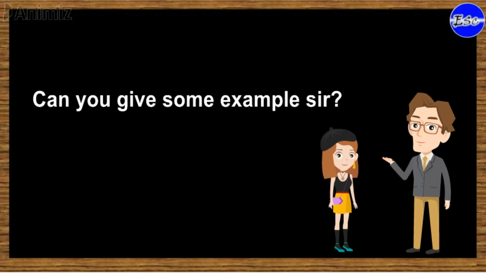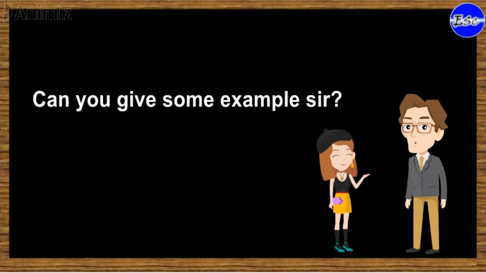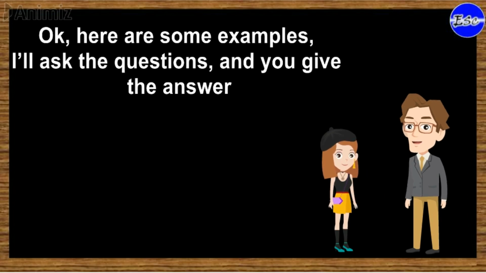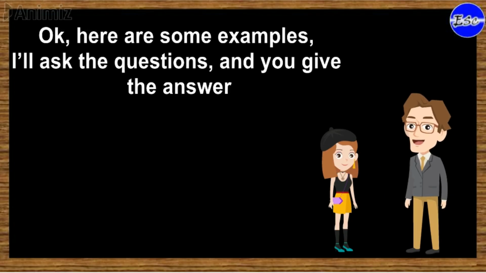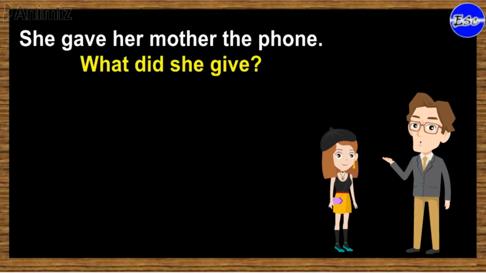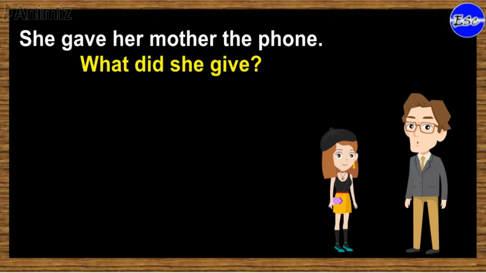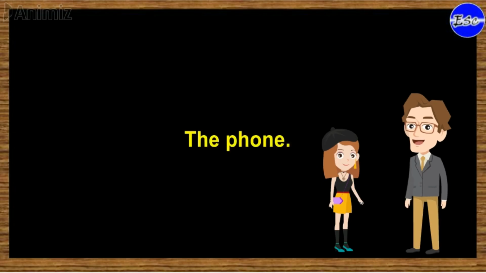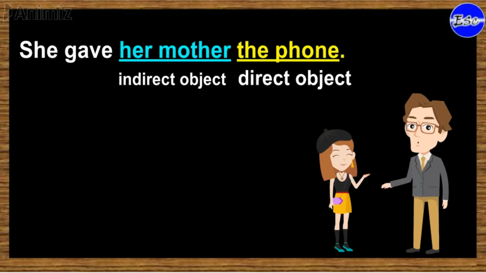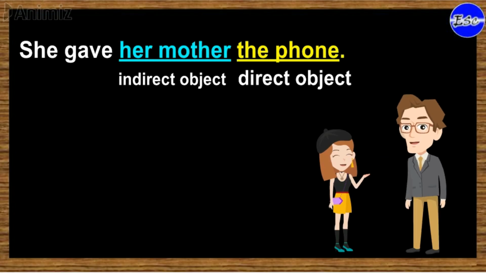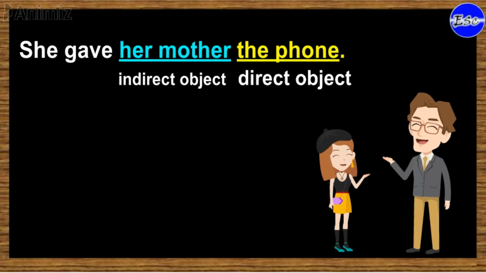Precisely. Can you give me some more examples, sir? Okay, here are some examples. I'll ask the questions, and you give the answer. She gave her mother the phone. What did she give? The phone. So, the phone is the direct object. To whom did she give the phone? To her mother. Correct, so, her mother in the sentence is an indirect object.